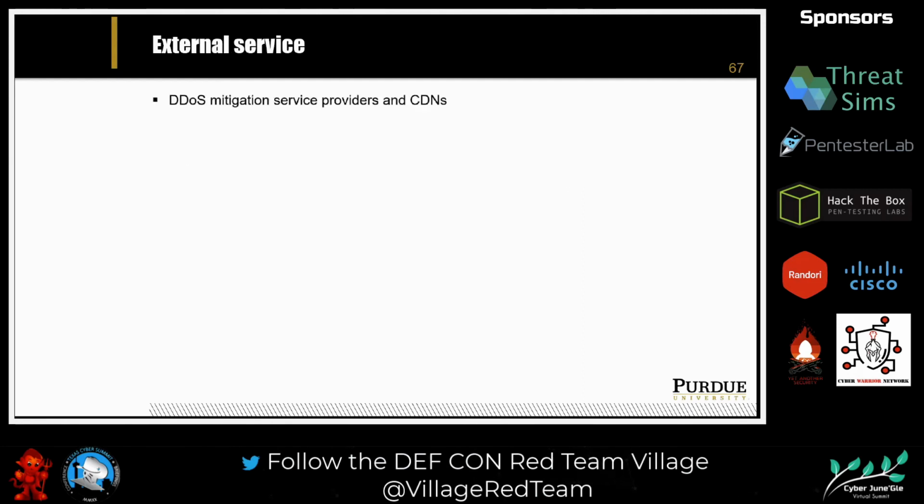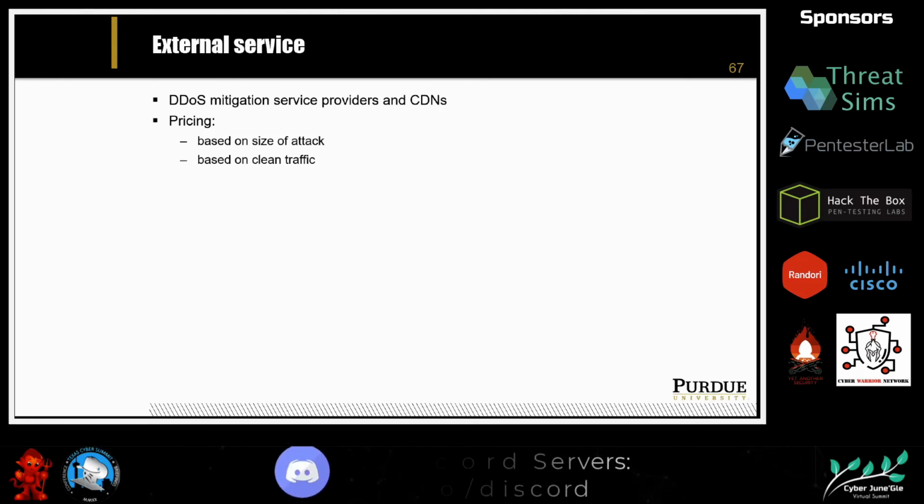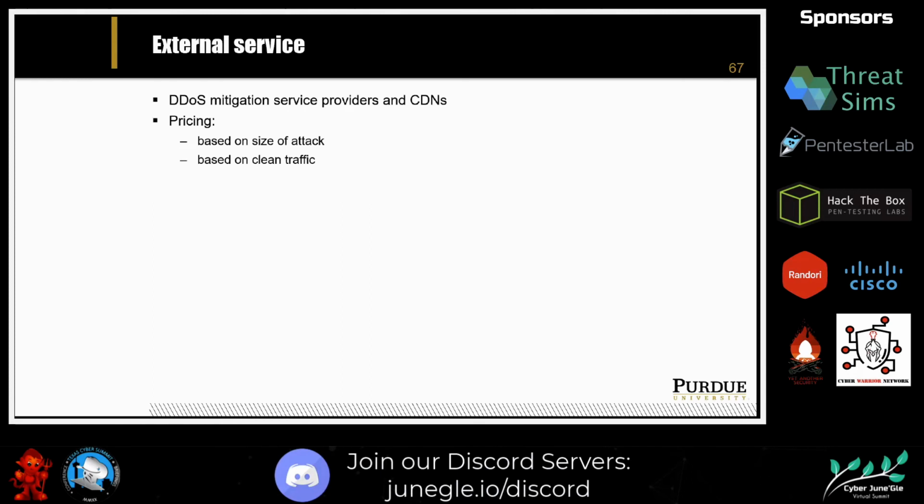Okay, so with external services, in some cases, the pricing may be based on an attack. Those will usually be the traffic cleaners that take your traffic when the attack happens, then deliver clean traffic to you when the attack is over. They stop announcing their BGP routes and traffic goes back to you. Or you can basically be paying just based on the clean traffic.